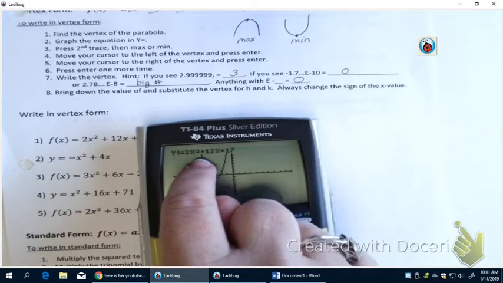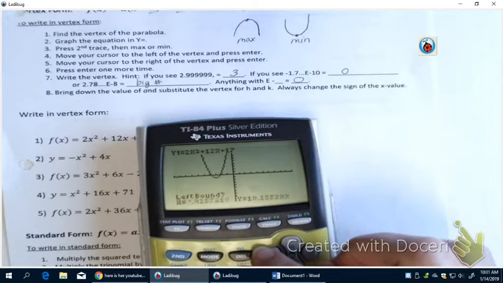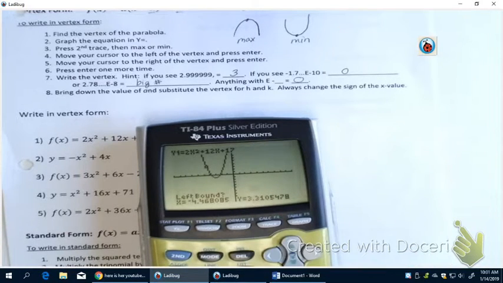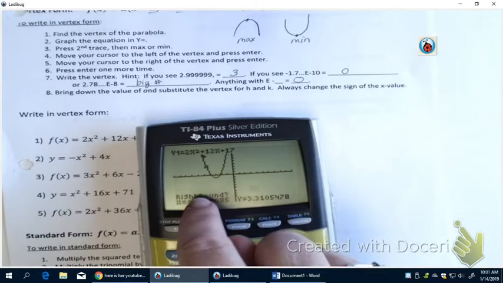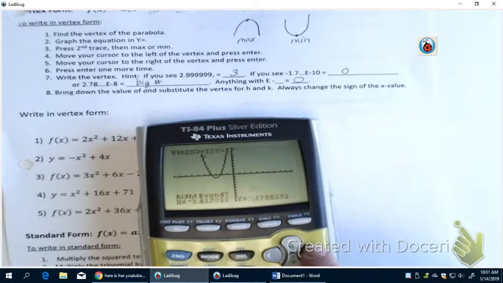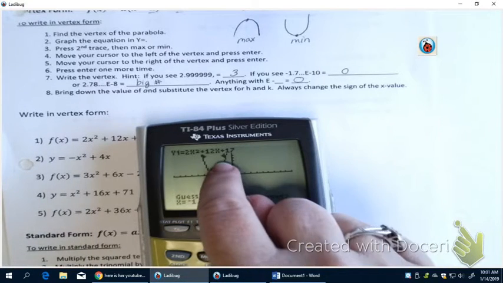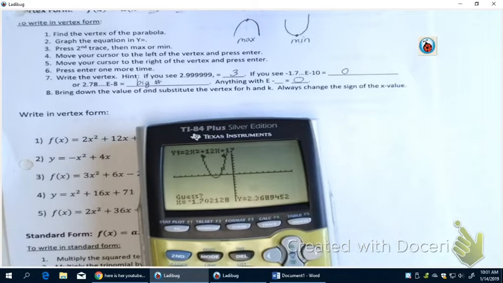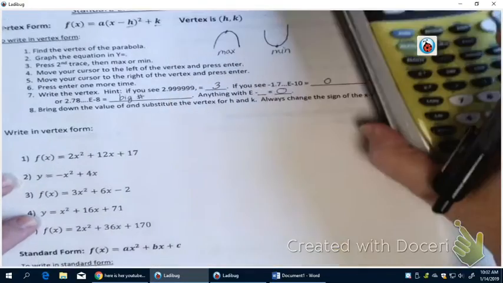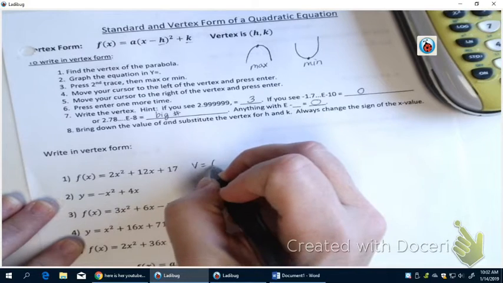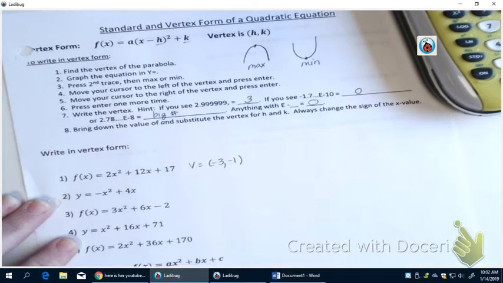Well, this is really far from the left, so I'm going to press the left arrow. Normally you just press the left and the right. There's my cursor, so I'm going to move it to the left of the vertex, and then I'm going to press enter. Notice it says right bound, so I've moved my cursor to the right now, and then I press enter. And it can be anywhere on the right and anywhere on the left. You don't have to go real far. On guess, you just press enter one more time. And so there's the vertex. Negative 3, negative 1. So the vertex is negative 3, negative 1.